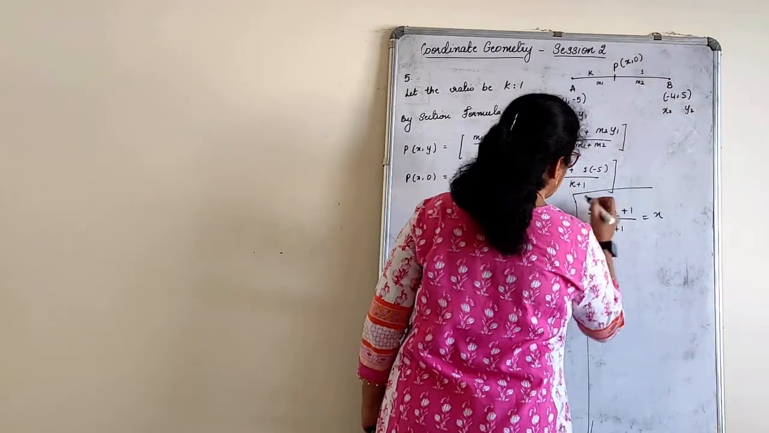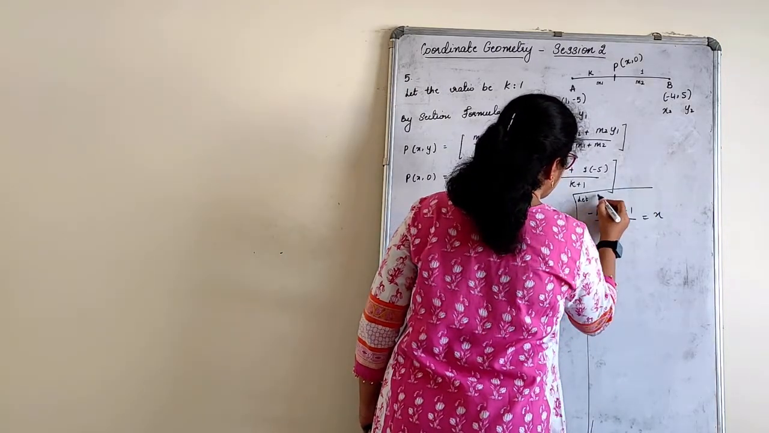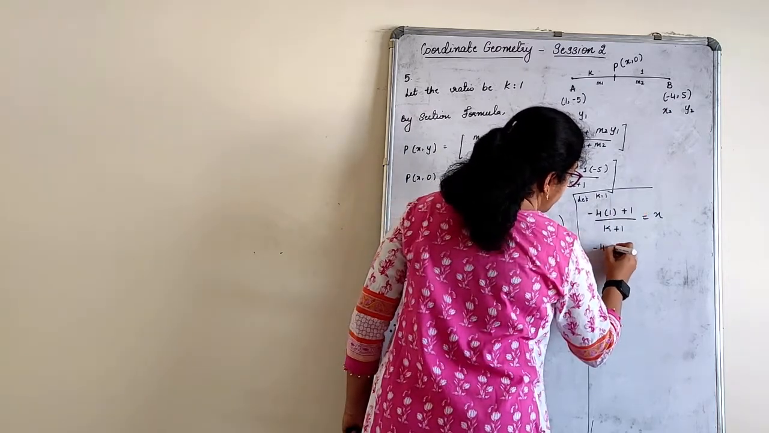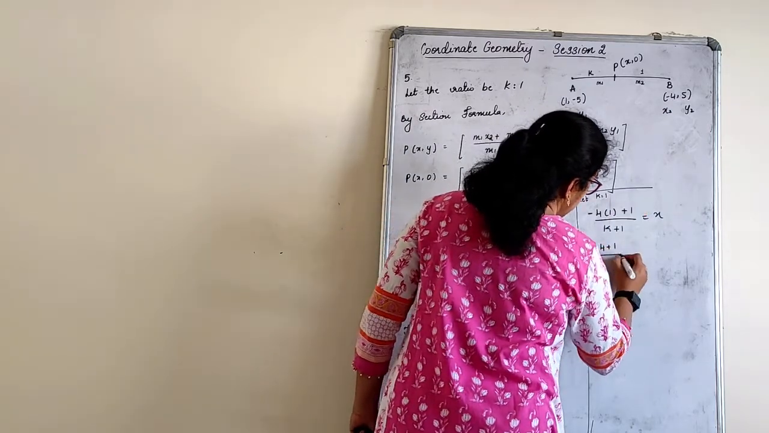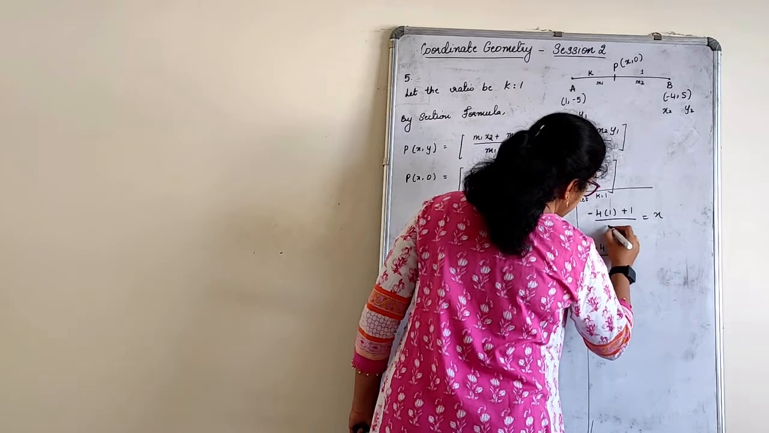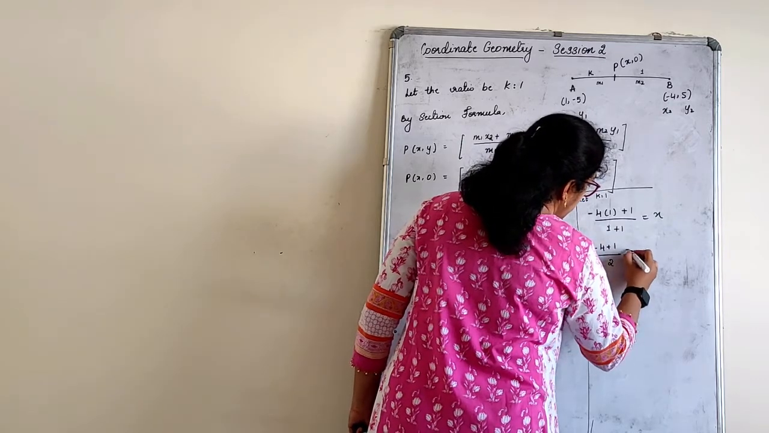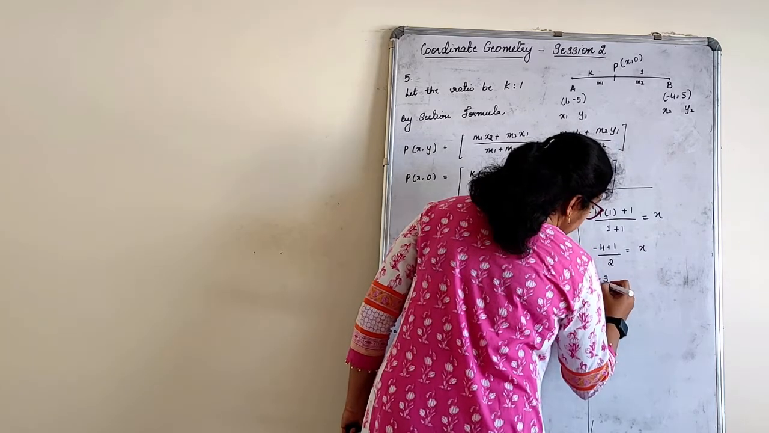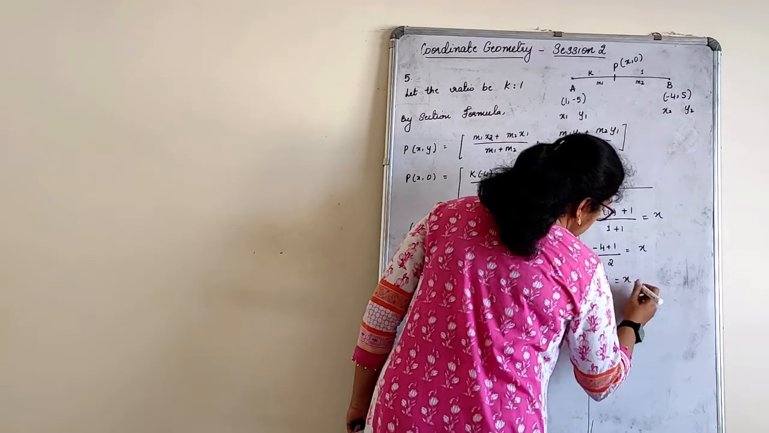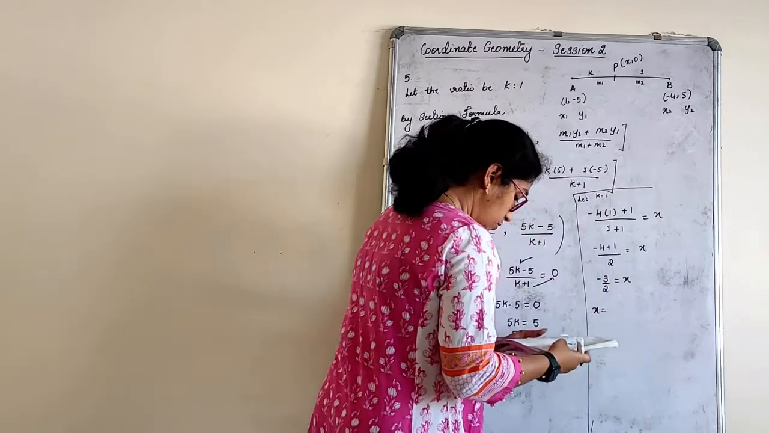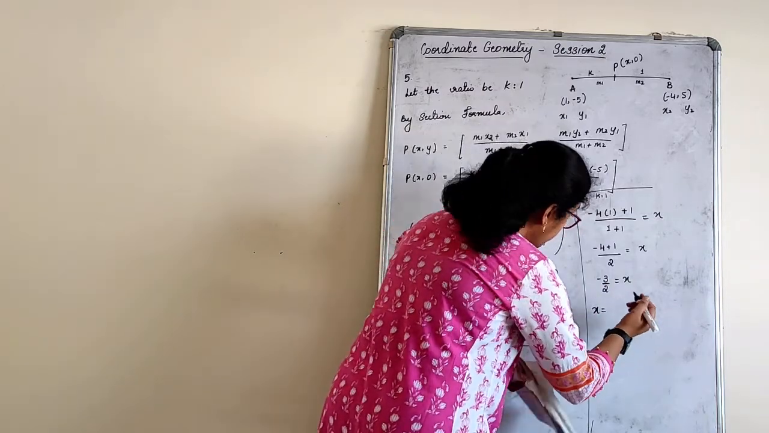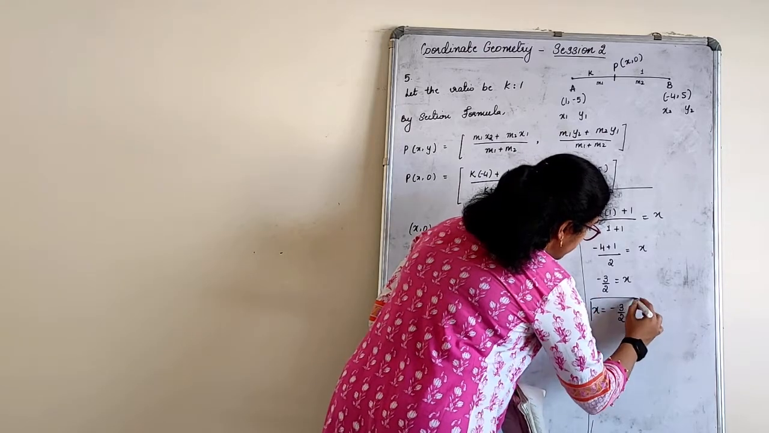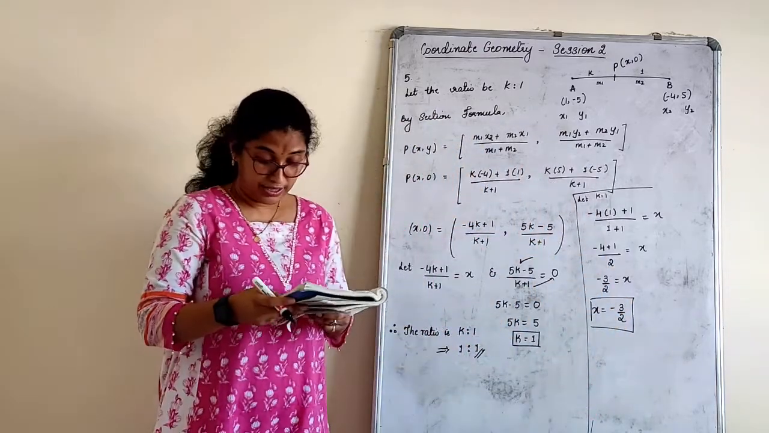Write here if you want: let k is equal to 1. Minus 4 plus 1 divided by 2 is equal to x. So this is minus 3 by 2 is equal to x. x is equal to minus 3 by 2. Right?